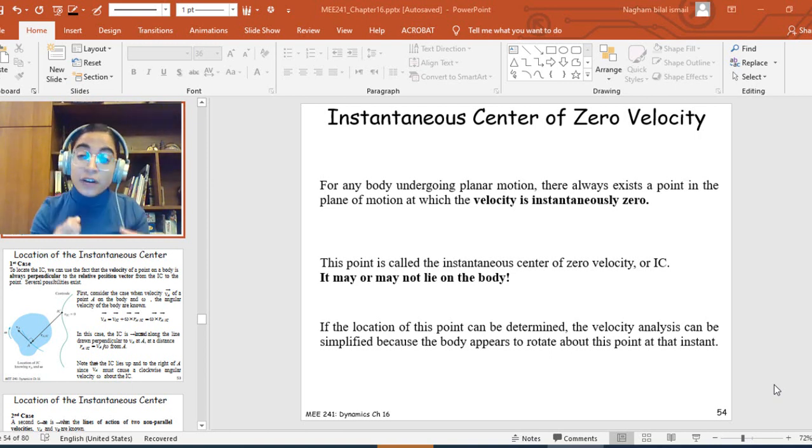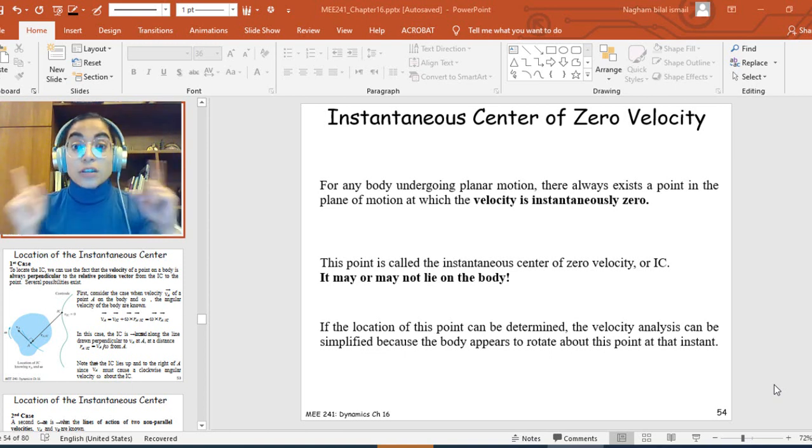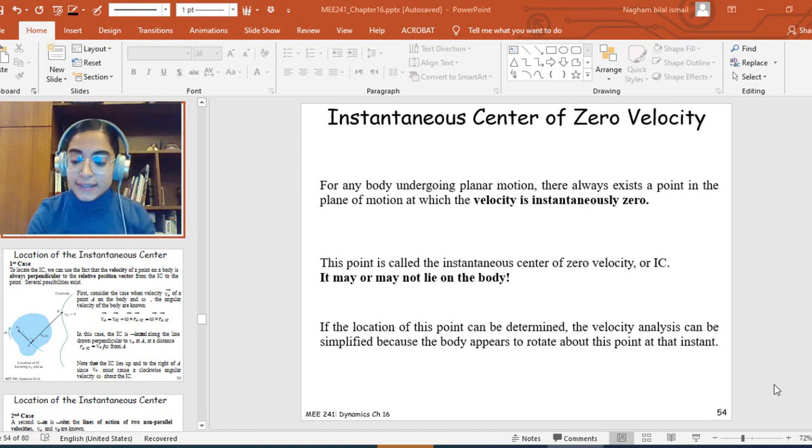Because if I find this point, the velocity analysis will be very simplified, because now the body is rotating around this point, and the velocity of any point on this body will be equal to the angular velocity times the distance from this point to the instantaneous center of zero velocity. Which means, guys, whenever I can locate this instantaneous center of zero velocity, my velocity analysis will be very simplified. So let's locate it in different cases.